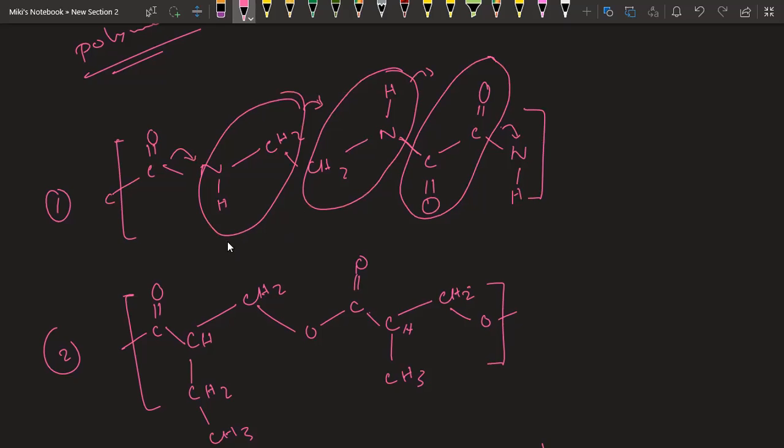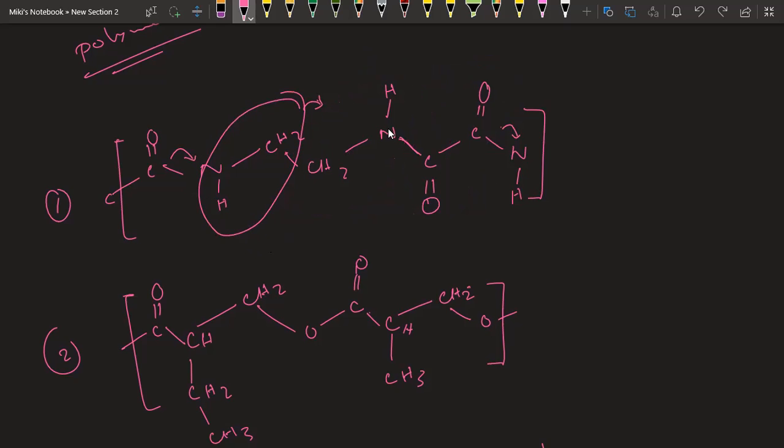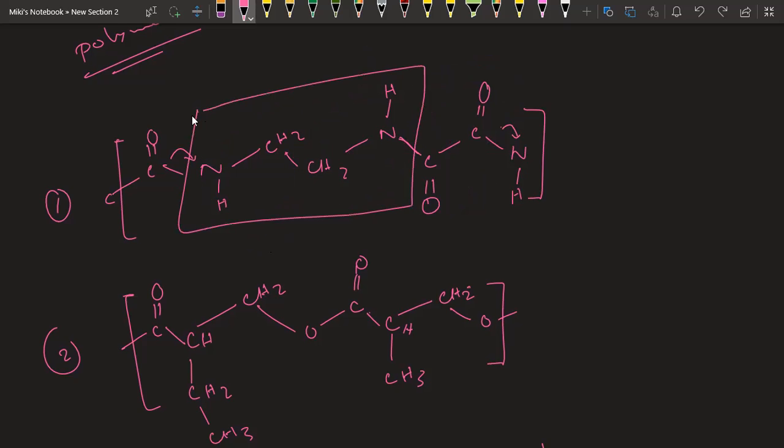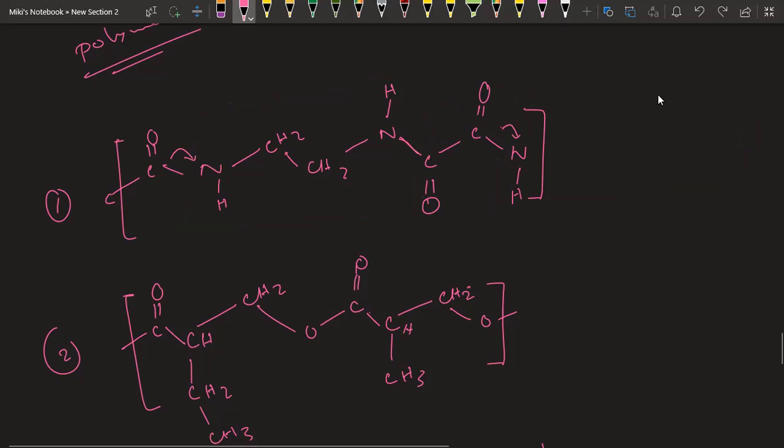But that does not follow an order, because there could be a situation where there is NHCH2, and immediately after that we could have C double bond O. For example, in this case, we have NHCH2, and after that immediately we have C double bond O. But that shouldn't be the case. We can have just two elements one after another. This is one of the monomers, and this is one of the monomers. Then we would have that monomer again, then another monomer. We can have at most two monomers consecutively. So basically this is one monomer, this is another monomer.